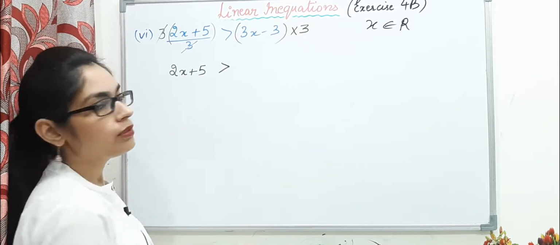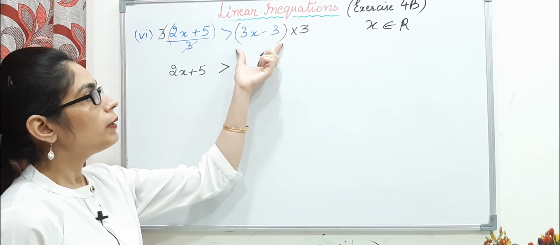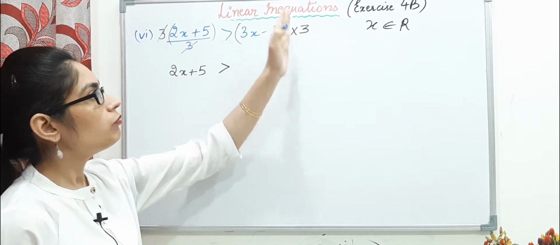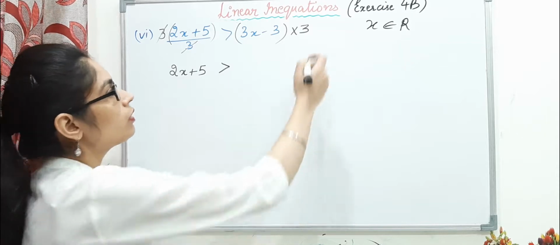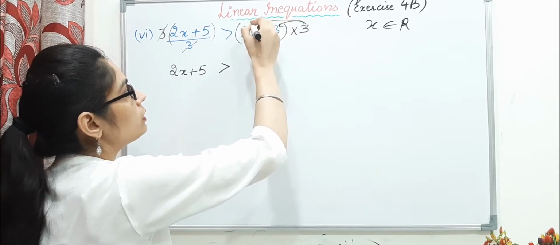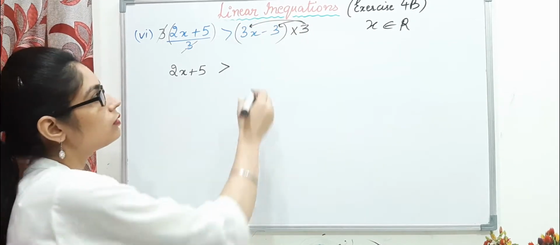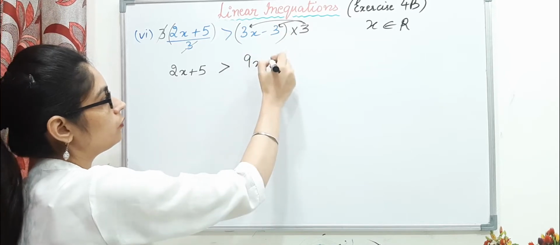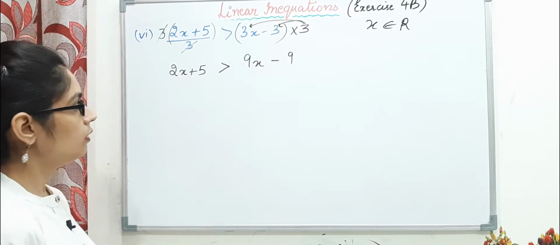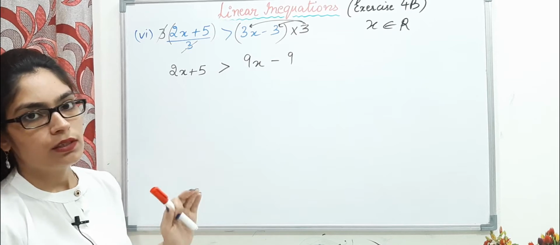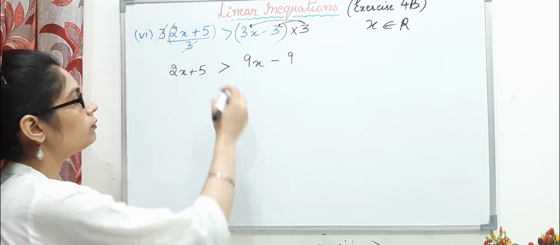This multiplication we can do because here bracket is there, and moreover this 3 we have to multiply with both. So with this also and with this also. So 3 into 3x, 9x, 3 into 3, 9. Now we can just write like terms together and solve the value of x.